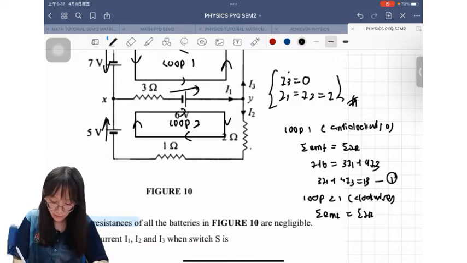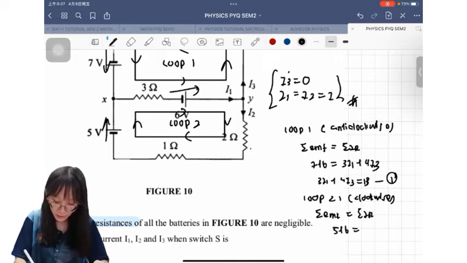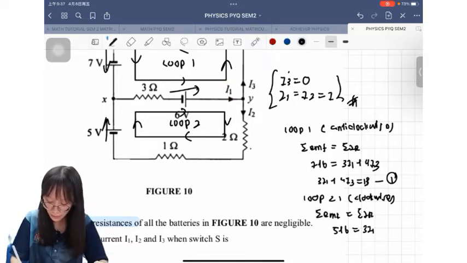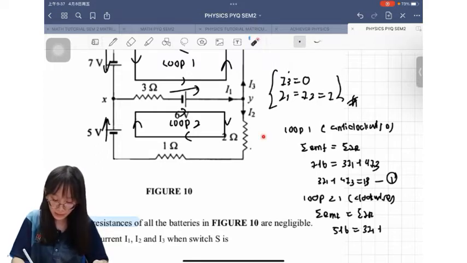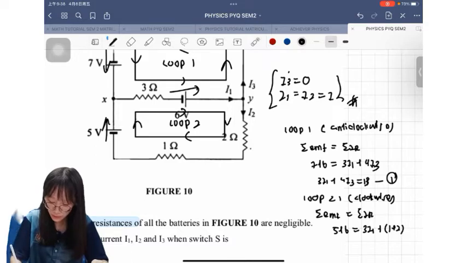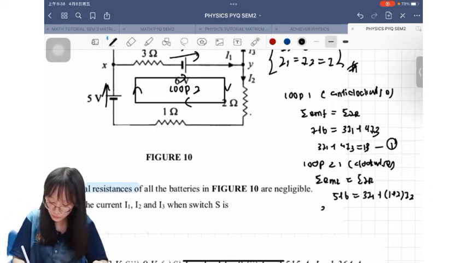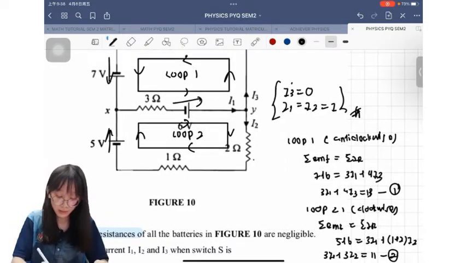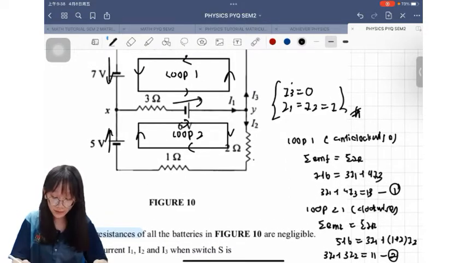Total EMF is 5 plus 6 equals, we can see this I1, so it's 3I1 plus, then we can see this I2. I2 is along this wire, so it needs 1 ohm plus 2 ohm, so it's 1 plus 2 I2. So it's 3I1 plus 3I2 equals 11. This is the second equation.